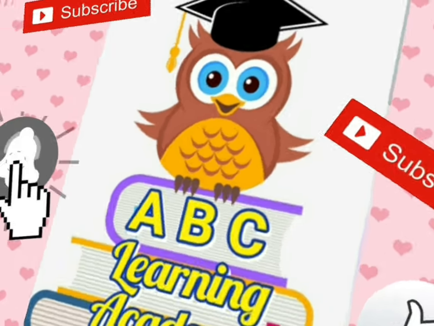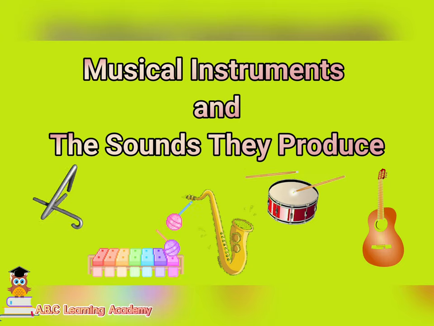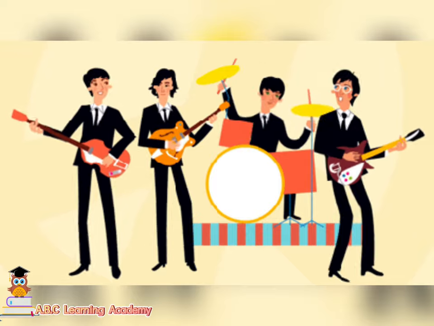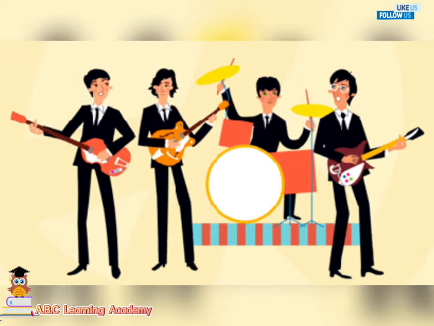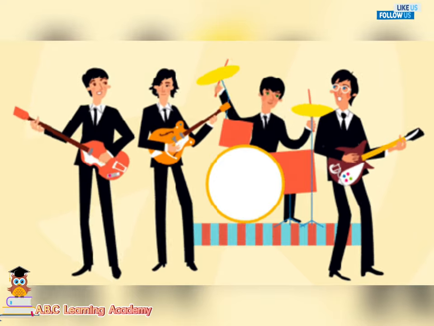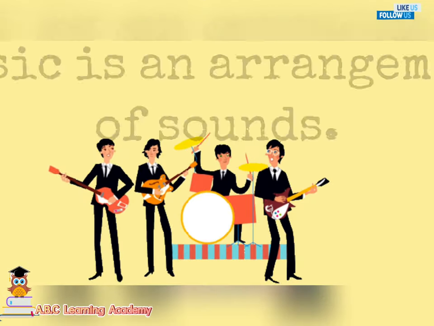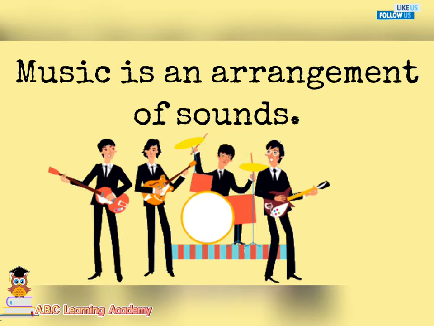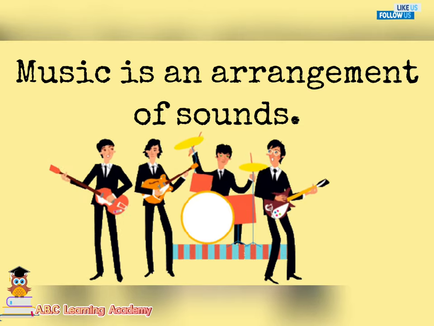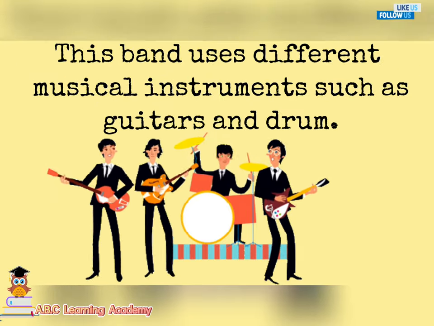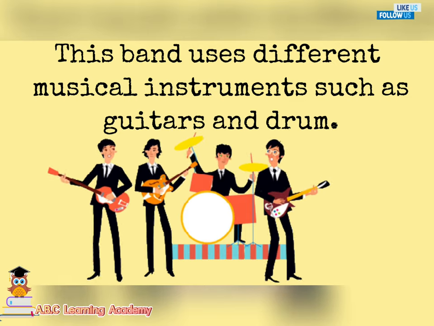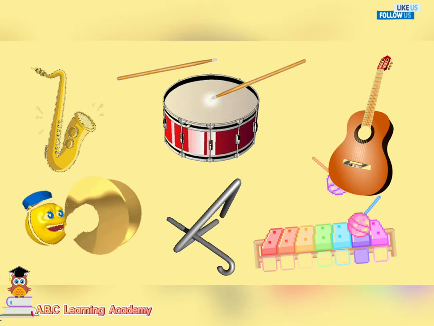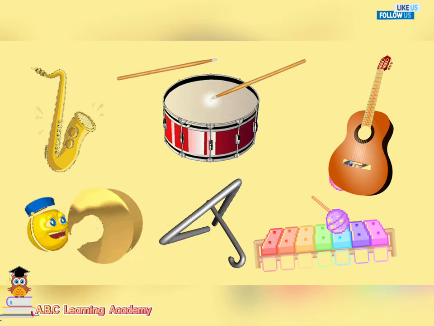Our lesson for today is about musical instruments and the sounds they produce. This is a band, and they are playing music. Music is an arrangement of sounds. This band uses different musical instruments such as guitars and drums. In this video, we're going to learn the different sounds that they produce.